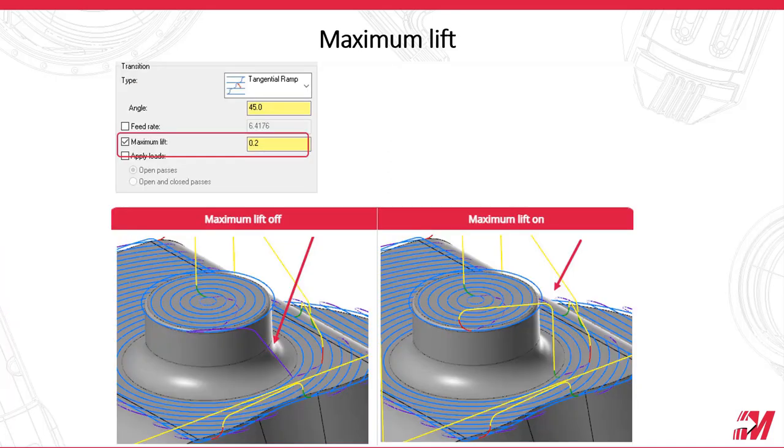Maximum lift has been added. As you can see by the picture, once again, with maximum lift off, you get some weird transitional moves. As you can see, that purple one there is at an angle down. With maximum lift on, you can tell it a distance, and it's going to retract up to that distance, over and straight down to be able to roll in. So you're not getting those goofy transitional moves in between cuts.